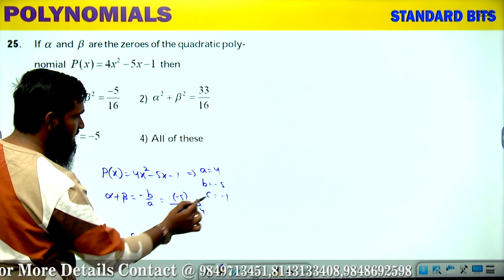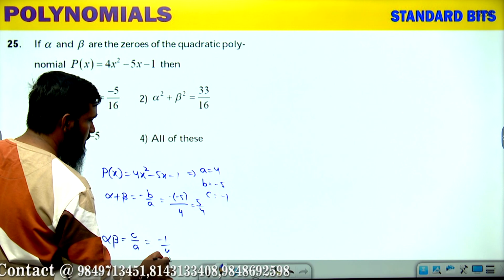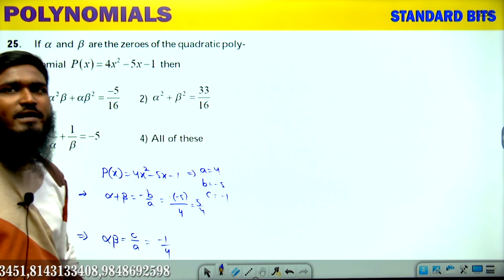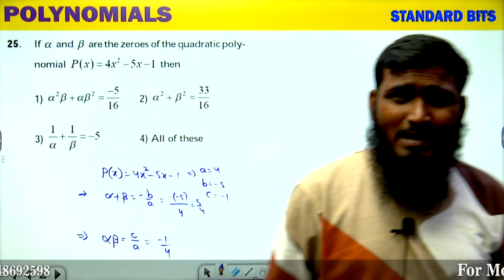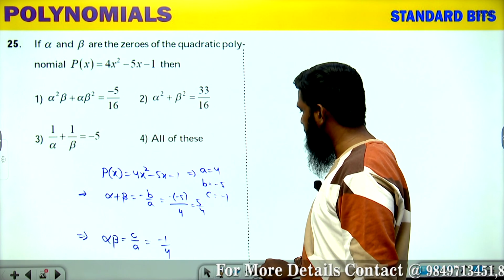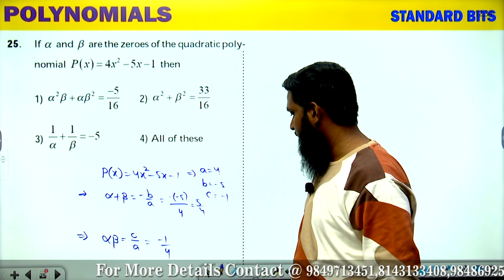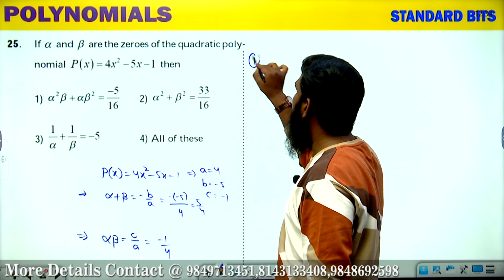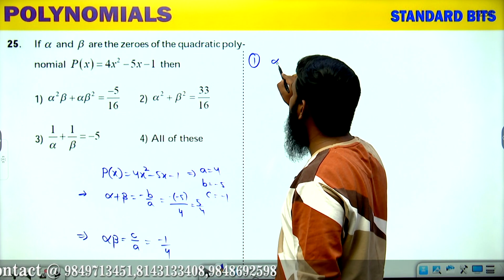Now next, what is c value we are having? Minus 1 divided by 4. Alpha plus beta, alpha beta value we have got. But what we have to find is, some options are given over here. From those options, we have to check which option is correct. Now let us go with the first option.